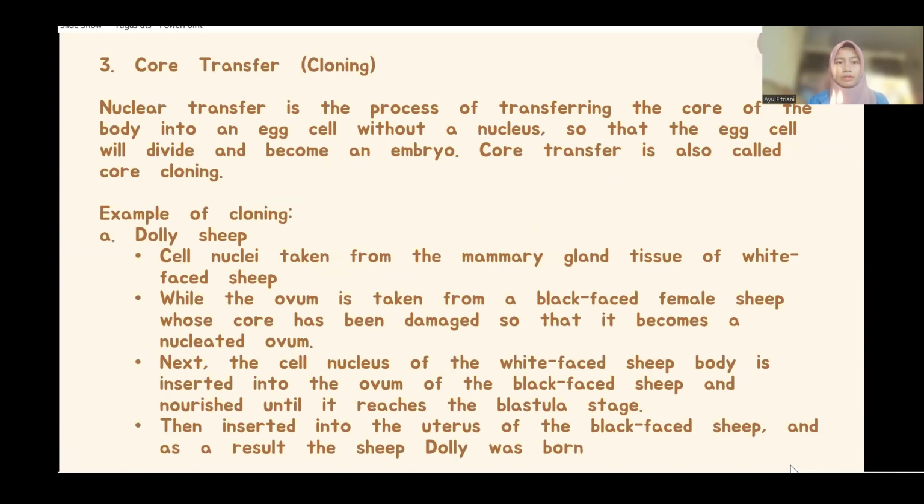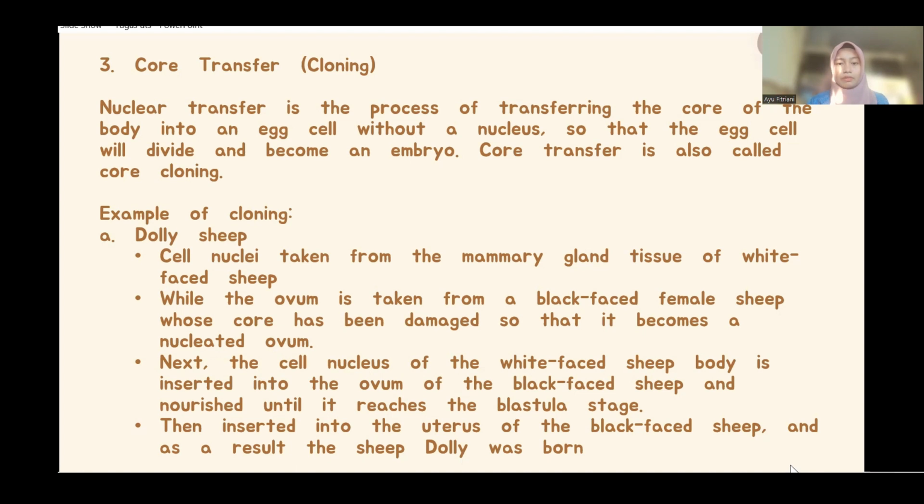3. Core transfer or cloning. Nuclear transfer is the process of transferring the core of a body cell into an egg cell without a nucleus, so that the egg cell will divide and become an embryo. Core transfer is also called core cloning or cloning. Example of cloning: Dolly the sheep.